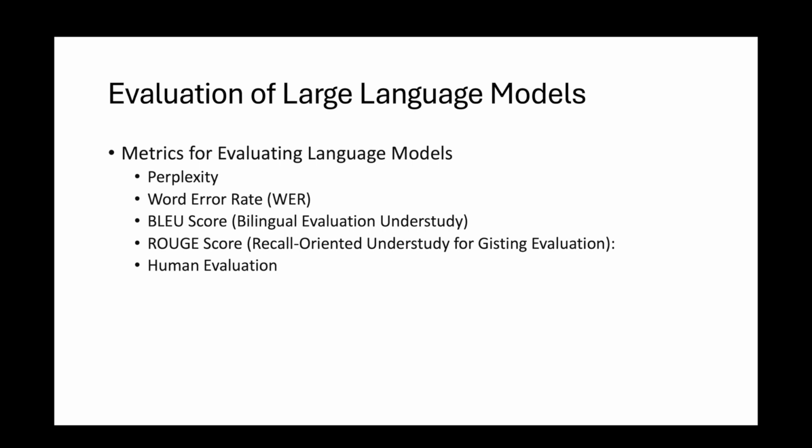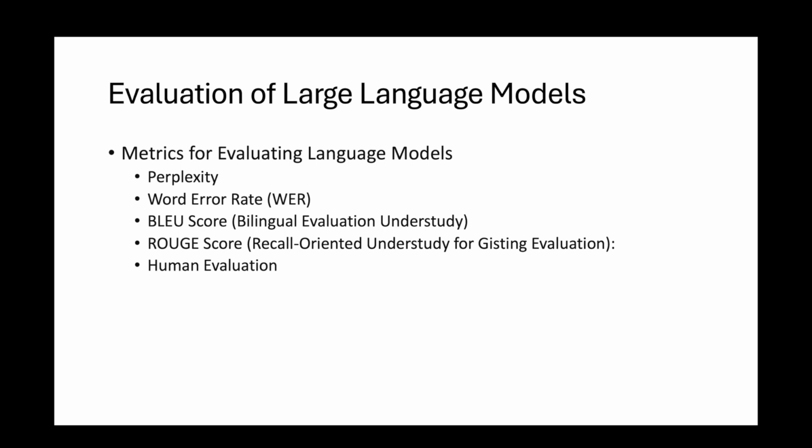Rouge score, recall-oriented understudy for gisting evaluation. Rouge is a set of metrics used for evaluating the quality of text summaries. It measures the overlap between the generated summary and one or more reference summaries based on n-gram co-occurrence and sequence similarity. Higher Rouge scores indicate better summarization performance.